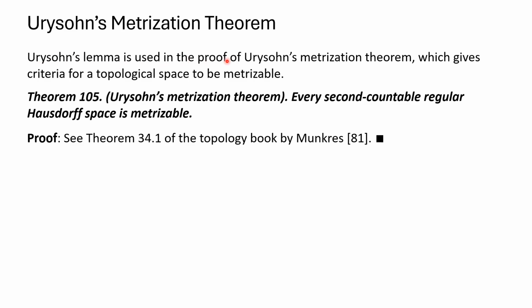Urysohn's lemma is used in the proof of Urysohn's metrization theorem, which gives criteria for a topological space to be metrizable. And this theorem is as follows. Every second countable regular Hausdorff space is metrizable. Remember, second countable was the condition that we had a countable base for our topological space. And regular and Hausdorff we just defined a few slides ago. You may want to page back to that just to refresh your memory. But if these conditions hold, then the space is metrizable.